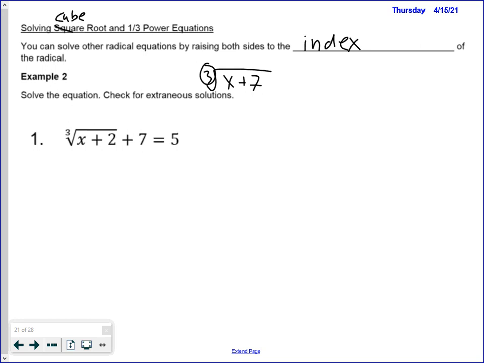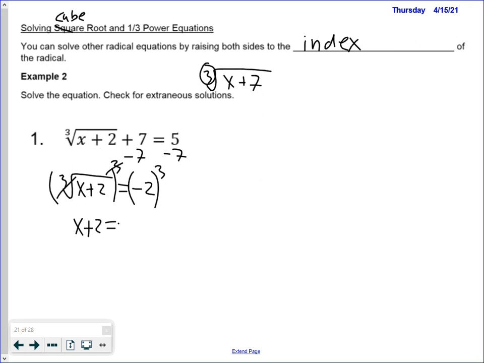So on number 1, we have the cube root of x plus 2, plus 7 equals 5. So we're going to subtract 7 on both sides, and we get the cube root of x plus 2 equals negative 2. So we're going to raise both sides to the index to get rid of that radical. In this case, the index for the root is 3. So the cube root and the cube cancel out. And we have x plus 2 equals negative 2 to the third power, or negative 8. So now we're going to minus 2 on both sides, and we get that x equals negative 10.